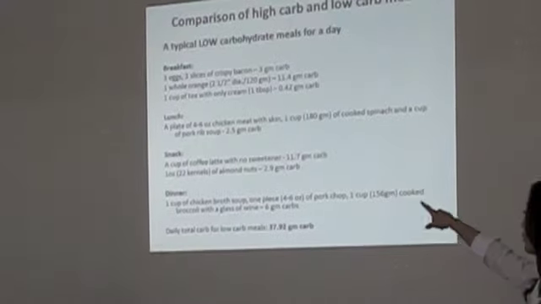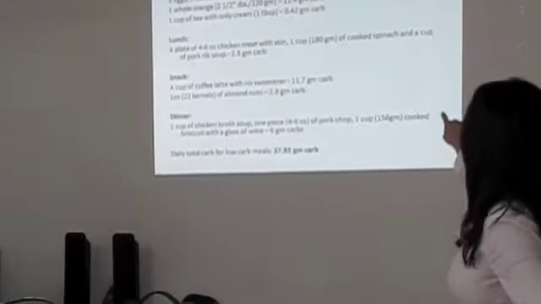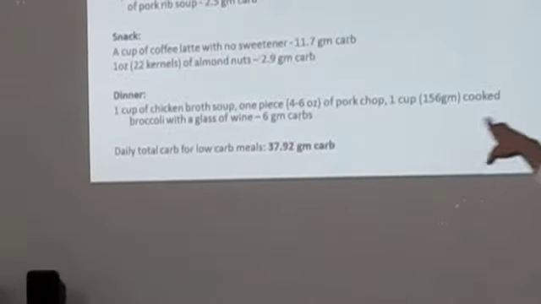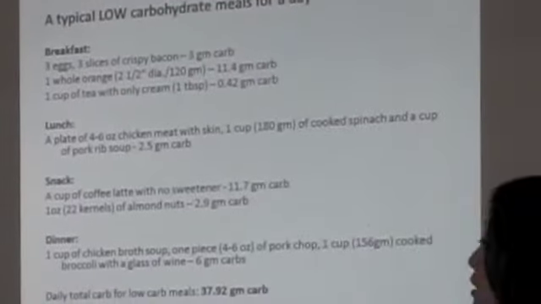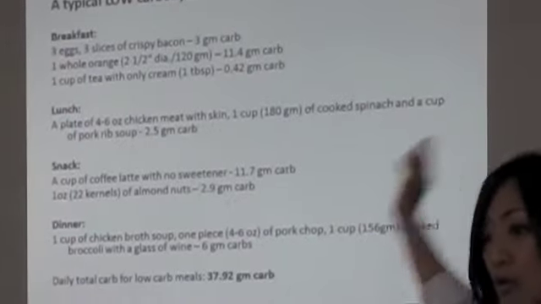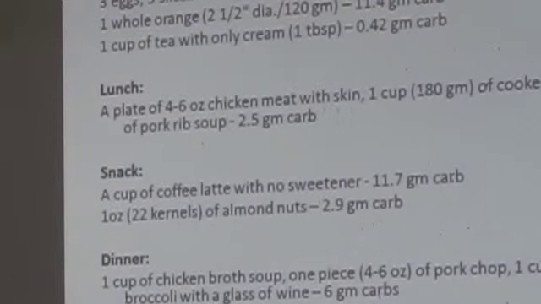And then at any time of the day, if you have a handful of almond nuts because you need to snack, 2.9 grams. Dinner, say you have a chicken broth soup, a piece of pork chop, and a cup of cooked broccoli with a glass of wine, 6 grams carb. Does this whole day of meals sound delicious enough? And it will keep you full, right? Your total daily for the low carb meal is 37.9 grams, below 50.